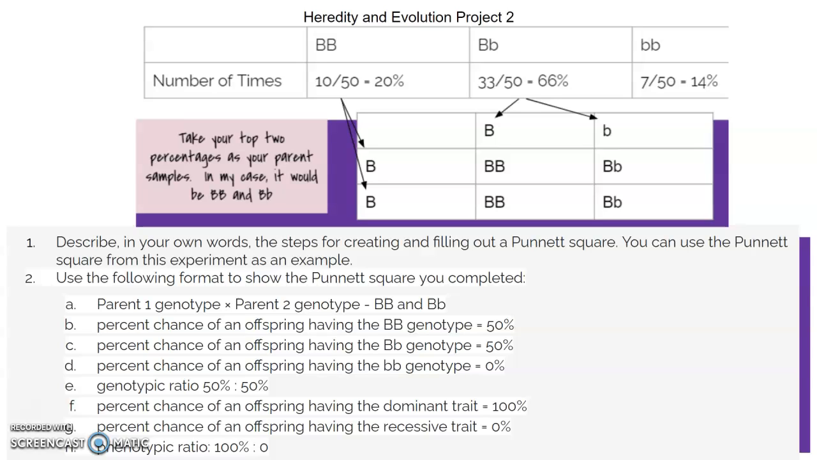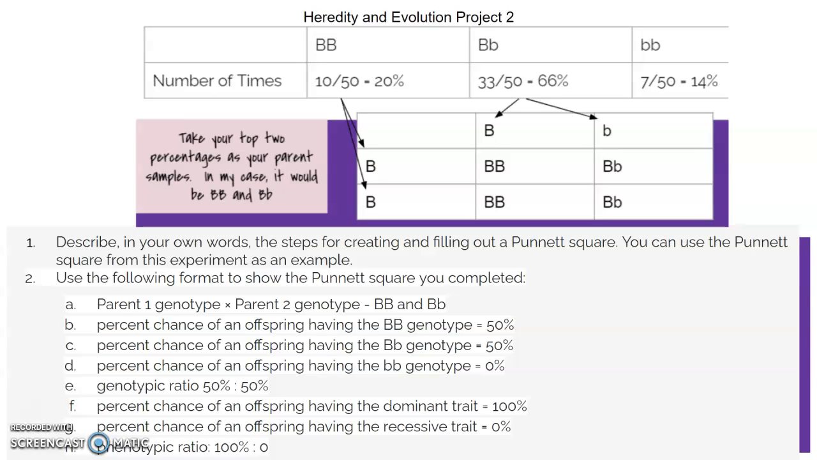For part B, the percent chance for either of those is 50-50. So you can see from my Punnett square, it's 2 out of 4 being homozygous dominant, or 2 out of 4 being heterozygous. So that's 50-50. 0% chance on this one of being homozygous recessive. E, for the genotypic ratio, that would be a 50-50 shot of having either homozygous dominant or heterozygous.